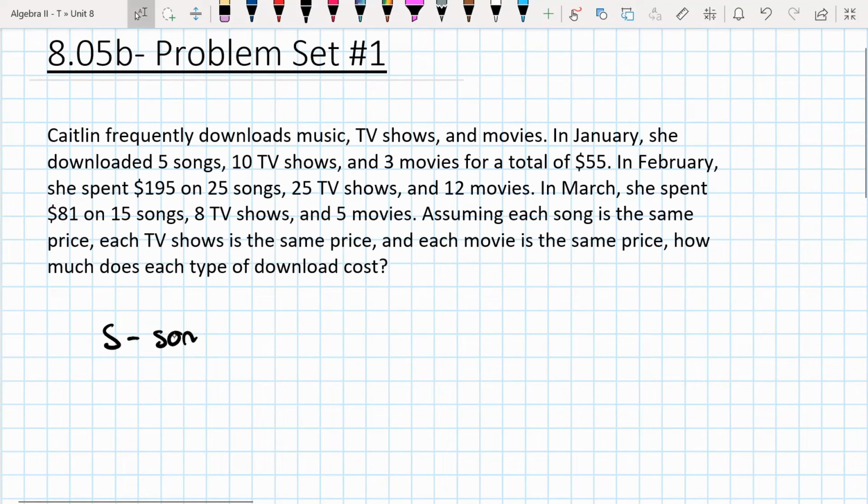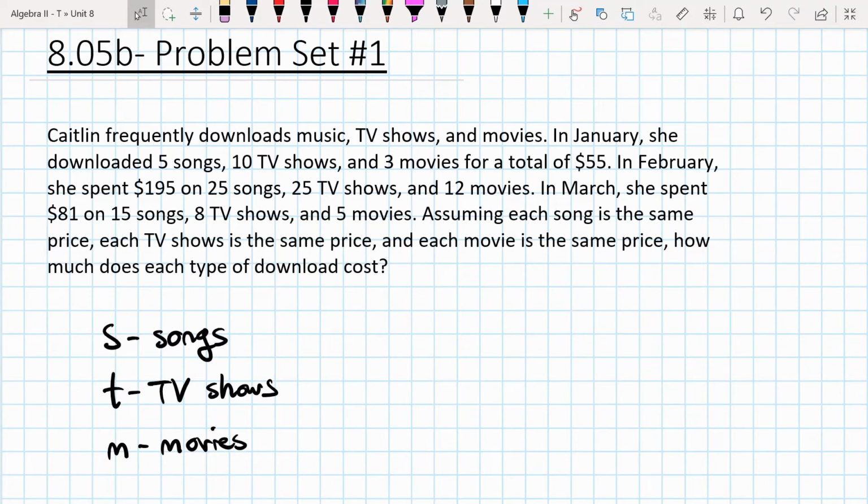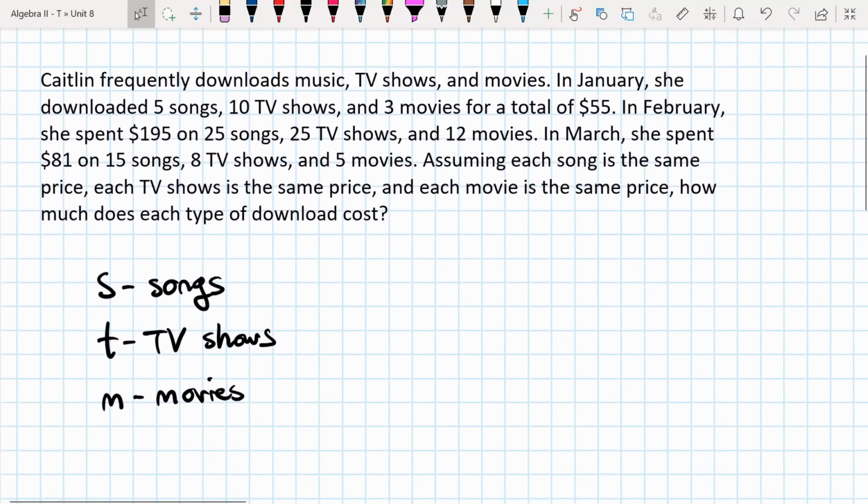So let's call songs the variable s. TV shows we'll denote as the variable t. And then movies will be the variable m. And our goal here is to find the price of each of these programs when she downloads them.